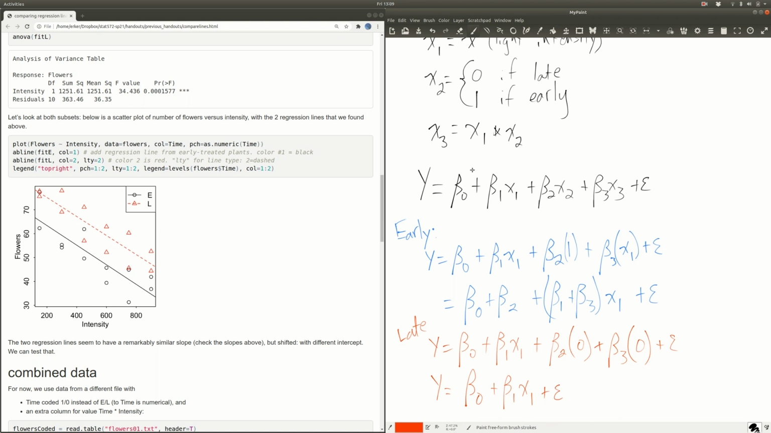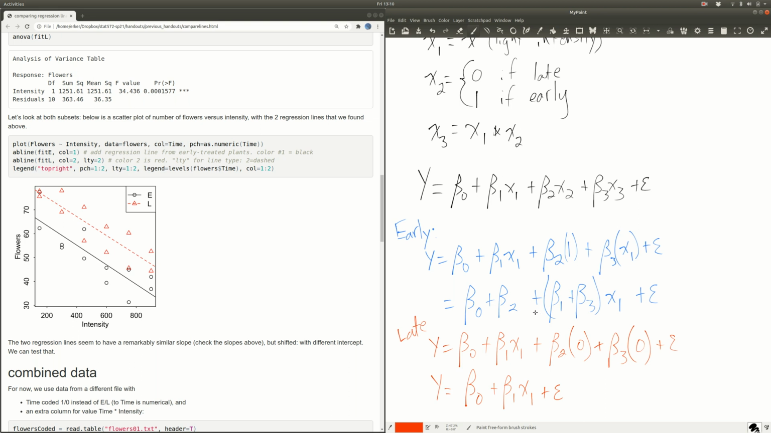So notice that the intercept and beta 1 for this model is basically the equation for the late. And for early, we have to add beta 2 to get the intercept to beta naught. And for the slope, we add beta 1 and beta 3. So beta 3 is the difference in the slopes, and beta 2 is the difference in the intercepts. So if these lines are the same, beta 2 should be 0, and beta 3 should also be 0.